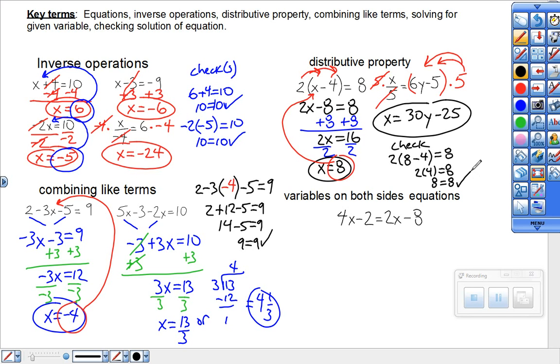On that problem on the right, don't be faked out by x's and y's. That math is coming. And then the last problem, variables on both sides. I'm going to start on the left side, go to the right, and then go back to the left, and then I will check that.